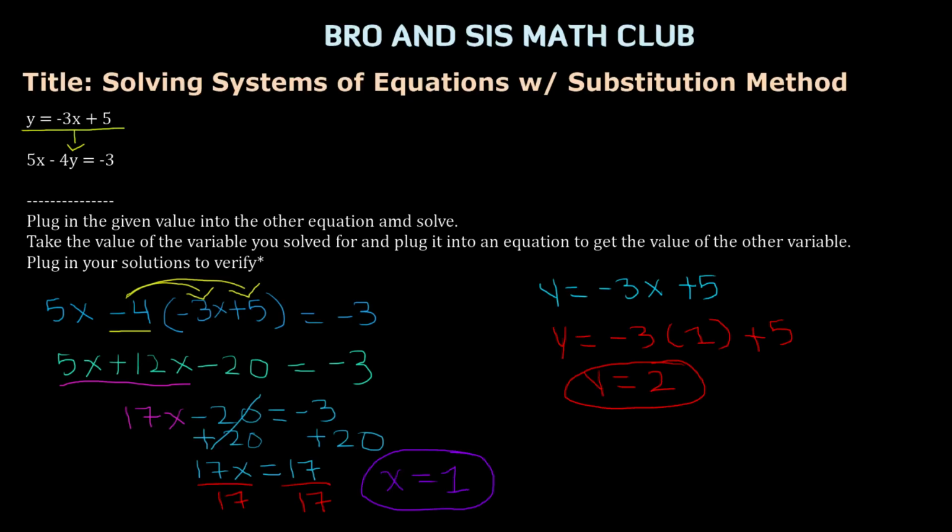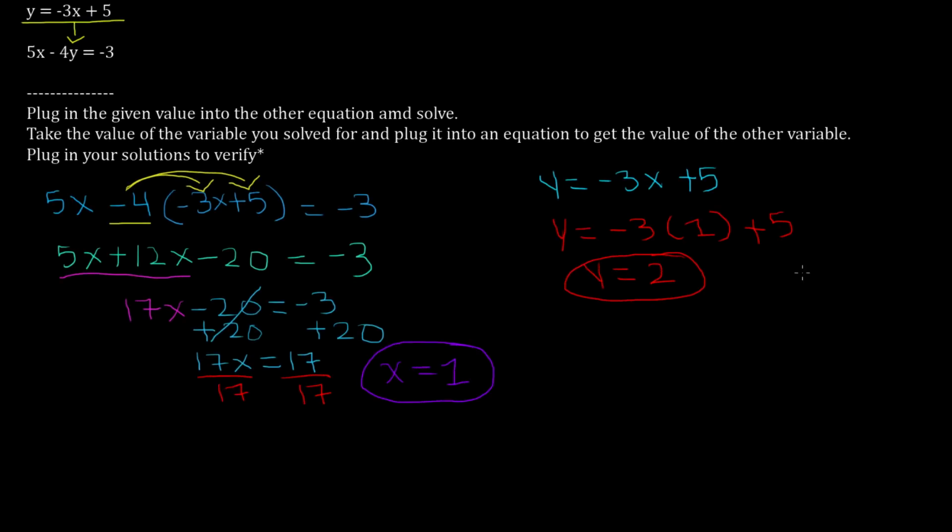So when we plug it in, scroll down right here. We have y is equal to negative 3x plus 5, so that will be written as 2 is equal to negative 3 times 1 plus 5, which would give us 2 is equal to negative 3 times 1, which is negative 3, plus 5, which is 2. So it works out for the first equation.